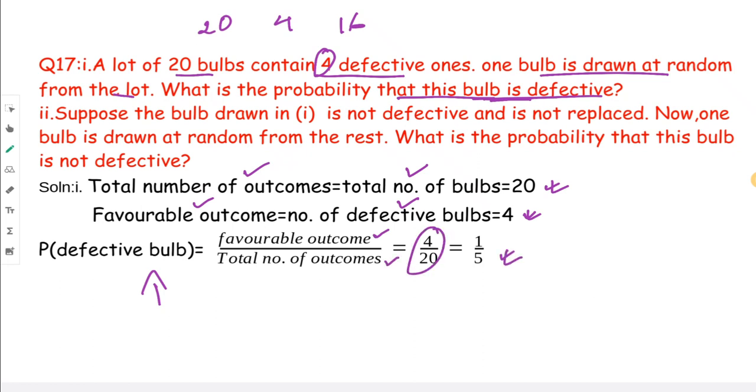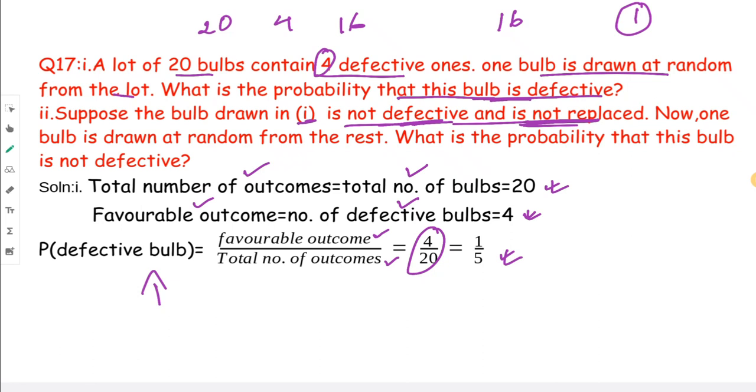Now look at 2, right? Suppose the bulb drawn in 1 is not defective, that means a good bulb, and it's not replaced. So like I told you, there are 16 good bulbs, right? It's not defective, 16 good bulbs, and it's not replaced. That means when I picked up the good one, I've taken out 1, right? And remember, the one good bulb that we have taken out is not replaced. That means I put it aside.